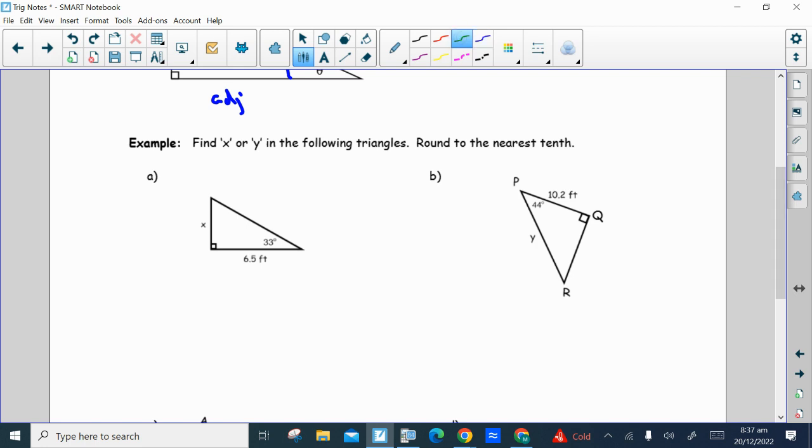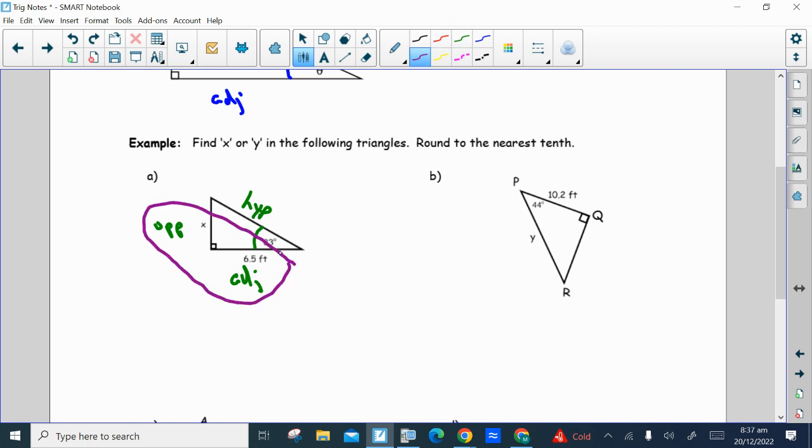So we start by labeling the sides of the triangle. Side across from the right angle is the hypotenuse. Because you're given the 33-degree angle, you're going to use that. The side across from that is the opposite. Third side is the adjacent side. So in this case here, we're going to use the opposite and the adjacent.